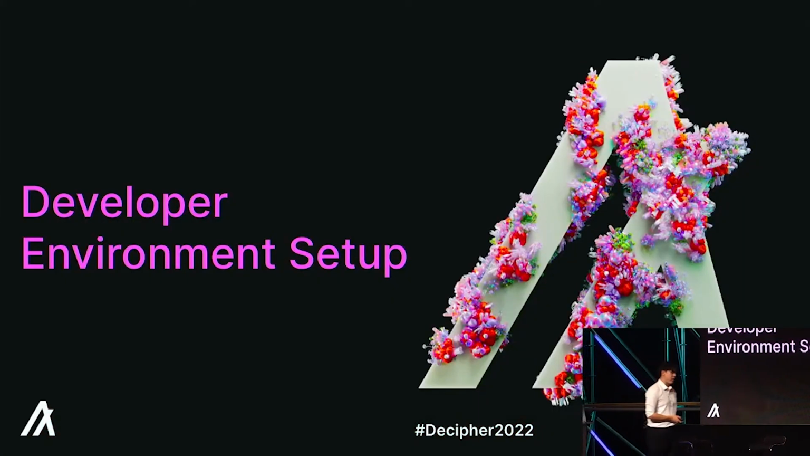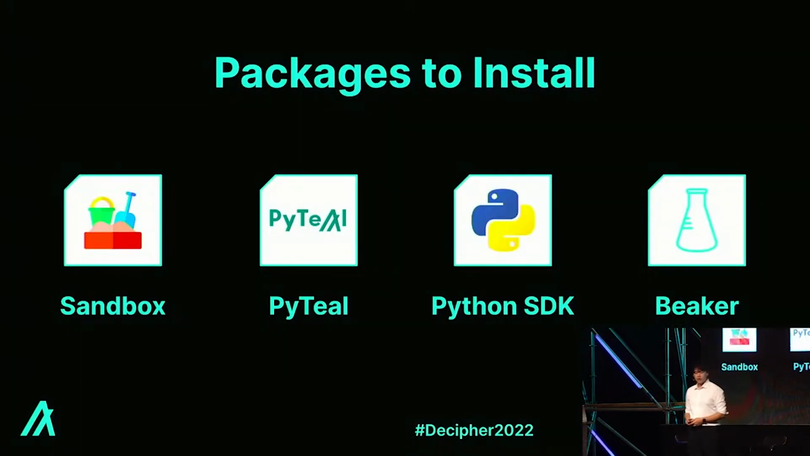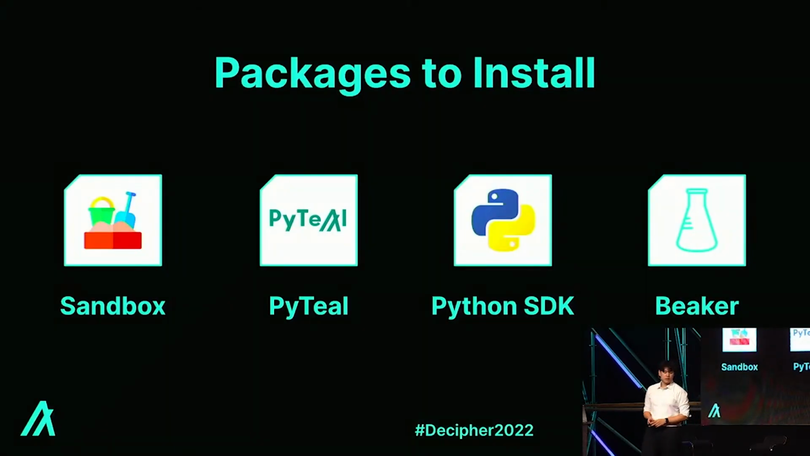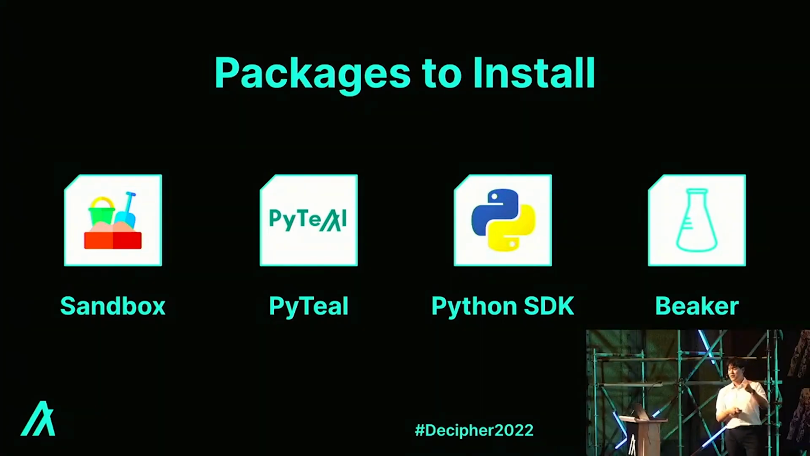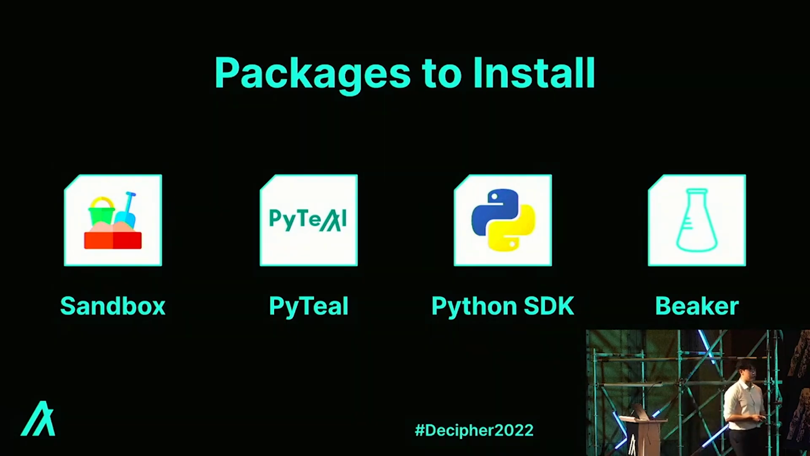All right, let's talk about setting up your development environment if you want to build with Beaker. So these are the 4 packages that you want to install. You want to have Sandbox to have a local private blockchain running on your computer so you can test against when you're building your smart contract. And you want to have PyTeal, Python SDK, and Beaker installed to build your smart contract.